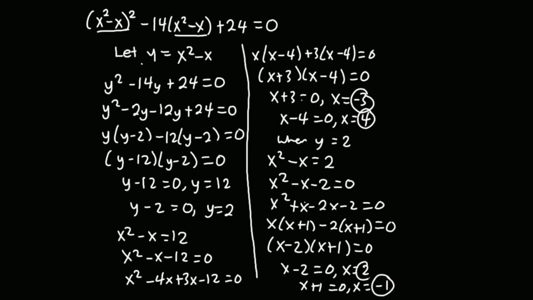So in all, we have 4 values of x, and we have 2 values of y. That is that for the first alternative. Now let's look at the second alternative.